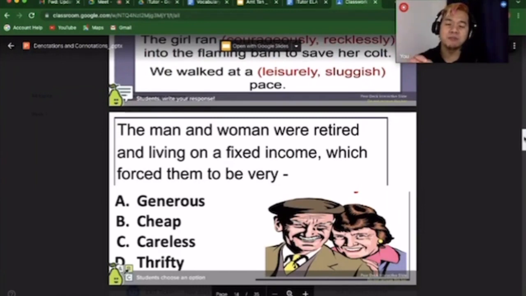Both of them are actually synonymous, but in terms of their connotative meaning, it differs. So which one do you think fits the sentence? Is it like because they have a fixed income, are they cheap, or are they just being thrifty? All right, yes, correct, George. The correct answer there is thrifty. I hope, guys, this makes a lot of sense to you about the denotation and connotation of the words. Now let's circle back to your assignment.